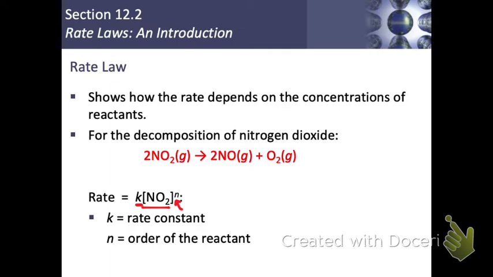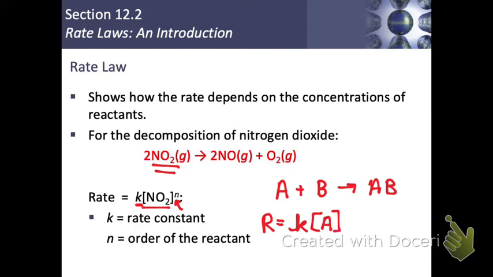Okay? The order of the reactant basically gives us a scale of how much this one affects the speed of the reaction. Let's say we had a reaction that had more than one reactant, right? This reaction only has one reactant listed. Let's say we had a reaction that was A plus B yields AB. Well, the rate law for this reaction would be R equals K times the concentration of A to some exponent times the concentration of B to some other exponent.